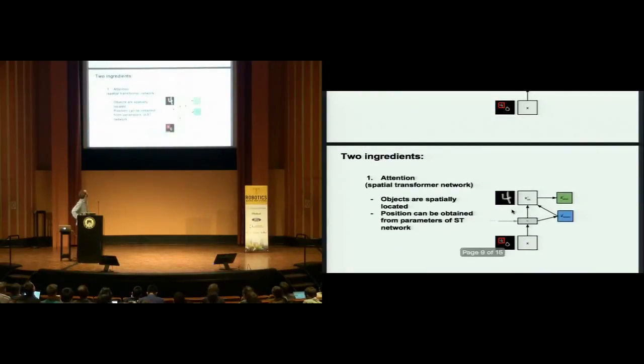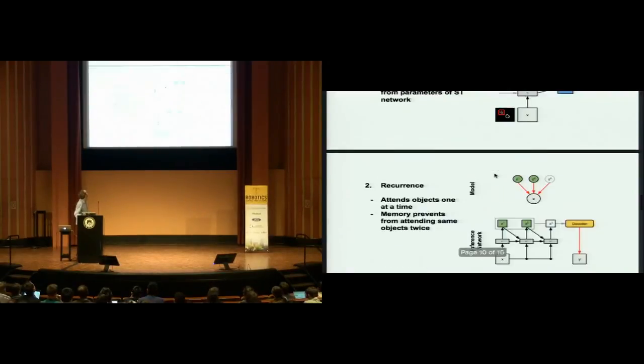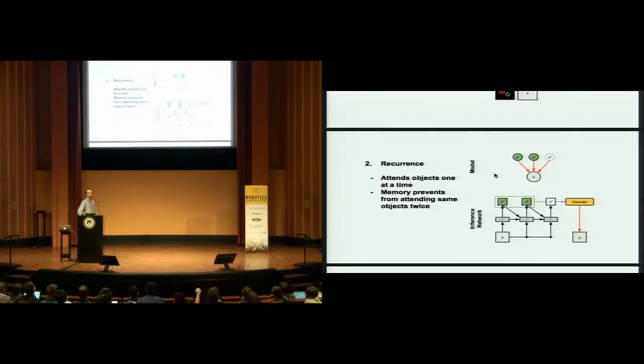The second ingredient is recurrence. So there might be several objects in an image, and so you want to attend to one object at a time. So we have this recurrent network, an LSTM or some other recurrent network, which one step at a time is going to attend to a part of the image and find an object, describe it, and then go on into the next step. The memory of the neural network prevents describing the same object twice.